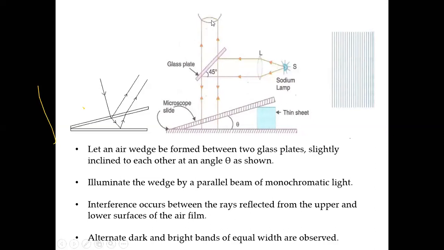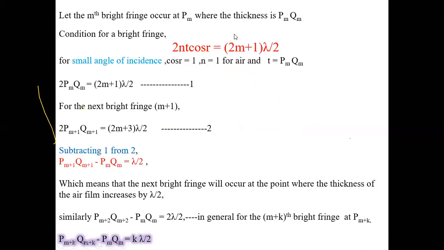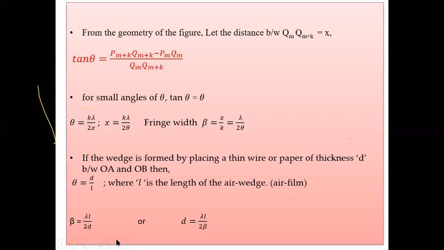The problem is we need to observe this fringe system. This fringe system will be microscopic. So since we observe it under a microscope, we must keep the lamp at the side. So when the lamp is at the side, we need to have a glass plate at 45 degrees, thereby the light gets turned by 90 degrees. Then from the condition for bright fringe 2nt cos r equals so much, we derived an expression and we saw the expression for fringe width beta.